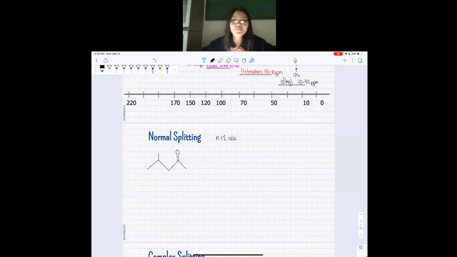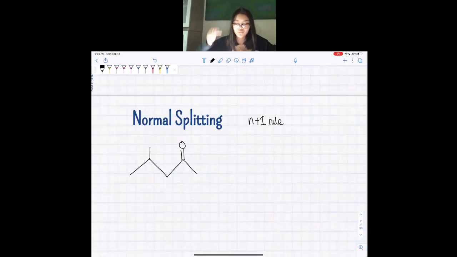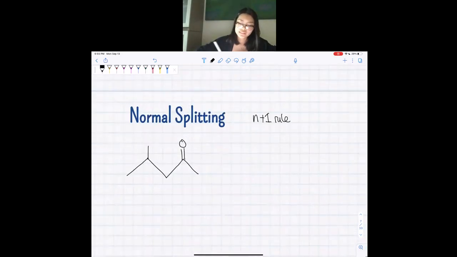Okay, you guys. So there is no symmetry in this molecule, right? There's a ketone over here and there's none over here. So we know there's no actual symmetry in the molecule itself, but we do have something called internal symmetry. So basically, we can rotate around this single bond. This is a single bond, so we can rotate it.